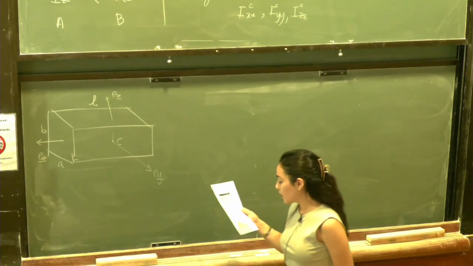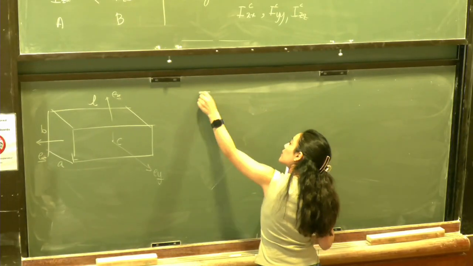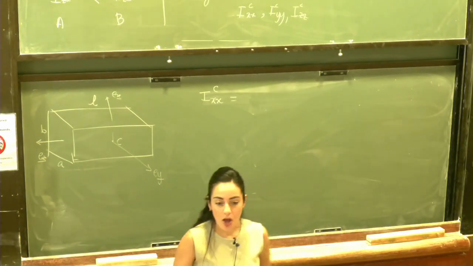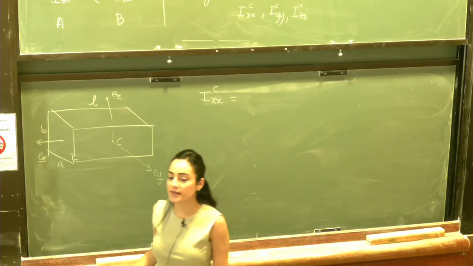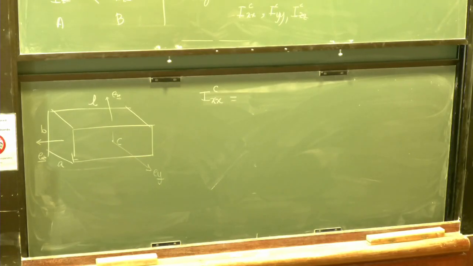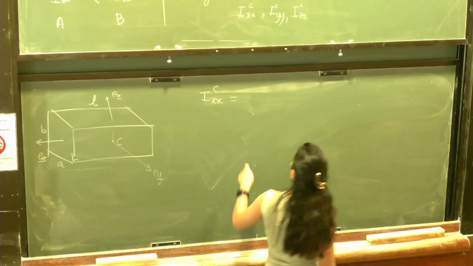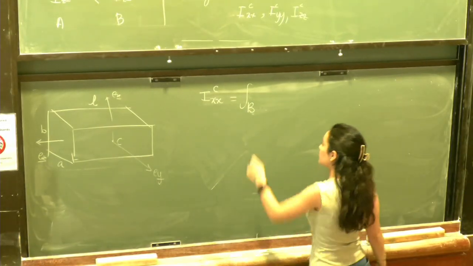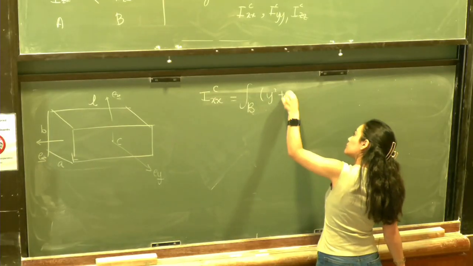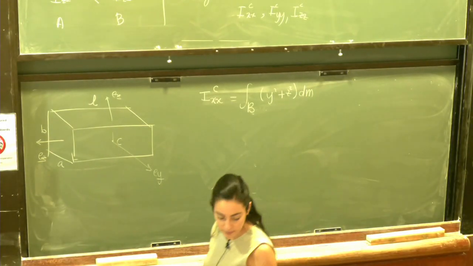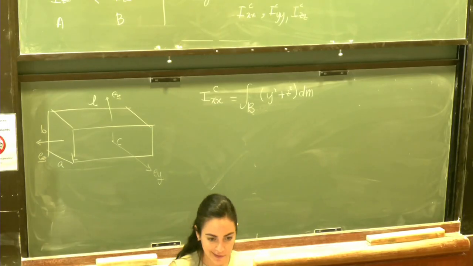Okay. So I want to calculate IXX about the center of mass C. How do I calculate IXX about the center of mass C? What's the formula for this? Here, right? So it's the integral over the body of y squared plus z squared, yeah. And hopefully the result I should get is 1/12 m (a squared plus l squared), okay?